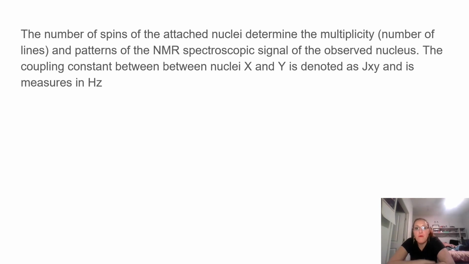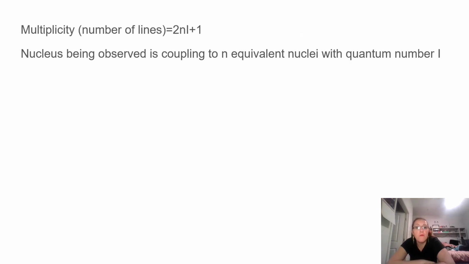The number of spins of the attached nuclei determine the multiplicity, number of lines, and patterns of the NMR spectroscopy signal of the observed nucleus. The coupling constant between the nuclei X and Y is denoted as JXY and is measured in Hertz. Multiplicity, number of lines, equals 2NL plus 1. Nucleus being observed is coupling to N equivalent nuclei with quantum number L.